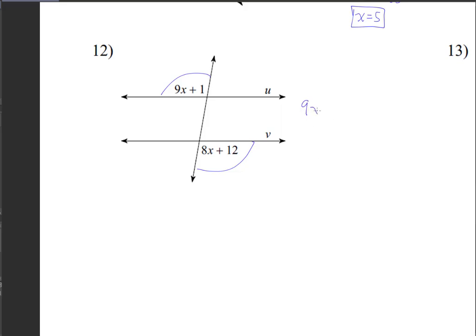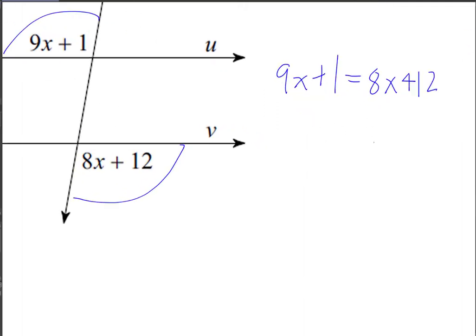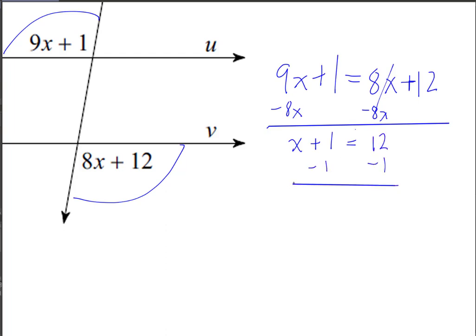So that's going to make 9x plus 1 equal to 8x plus 12, right? Now I'm just going to subtract 8x from both sides. I subtract 8x, subtract 8x, and I get that x plus 1 is equal to 12. Then I'm going to subtract 1, and I get that x is equal to 11.